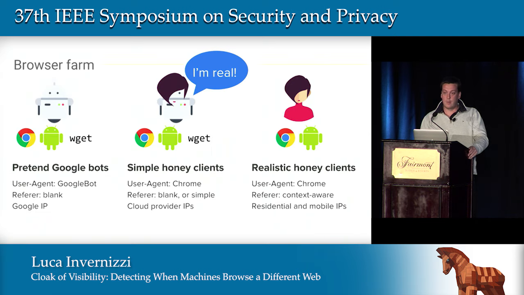We try to mimic what three families of bots look like. Google bots that really say in the user agent, I'm Google, and they come from a Google IP. We have undercover bots that come from VPSs, but use a real user agent, and they might or might not have a referrer. And then we have realistic honey clients that come from mobile networks and residential IPs, depending on whether they're mobile devices or not. They have real browsers, and they have the right referrer.